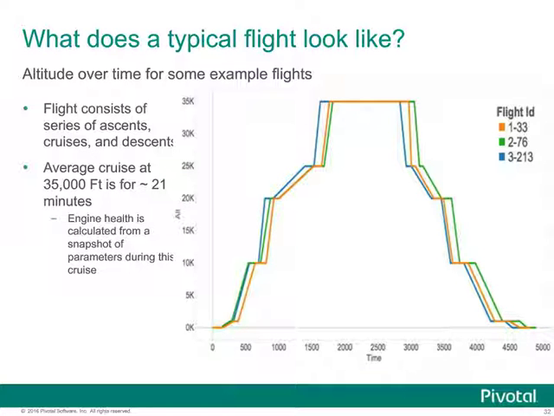So back to this data set. What does a typical flight look like? Here's a plot of 3 flights, and you see that it consists of different ranges of cruisings and descents, climbs. There's a takeoff and landing. And you see during the middle of the flight, there's a cruise at about 35,000 feet for about 21 minutes. And this is the point where the simulation program calculates a snapshot of the engine health based on the values of the parameters during this period.